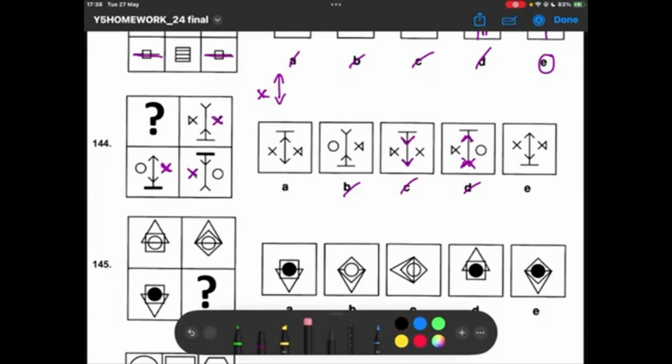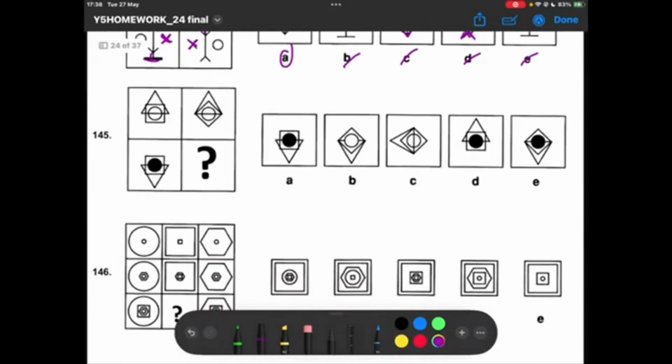Now we just have to decide where the line thing will be. So here it's at the bottom, then it's at the top. Here it's at the bottom, so I'm assuming it's going to be at the top. So the answer is A. The line thing is at the top, not at the bottom. Next question.